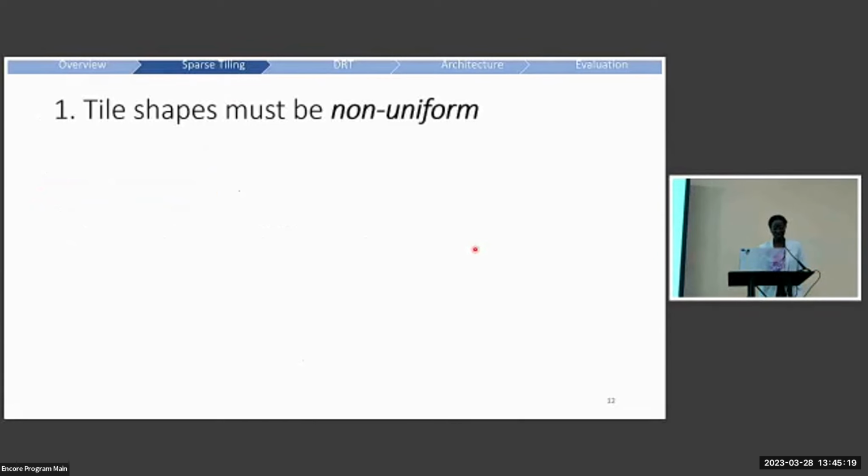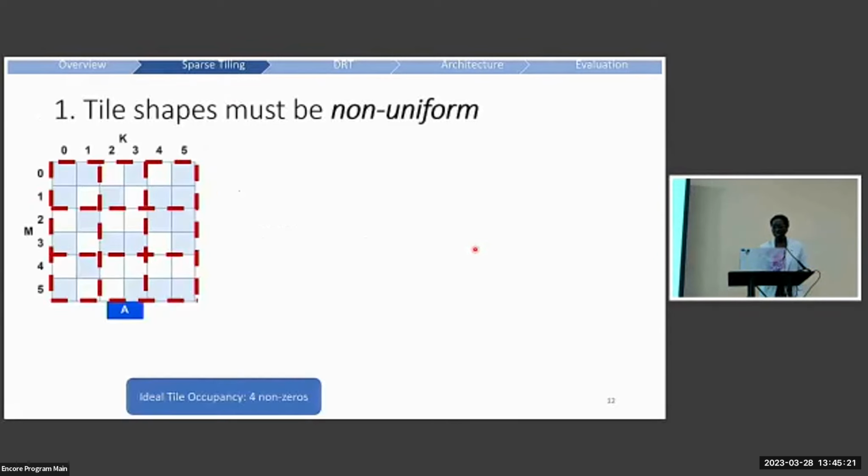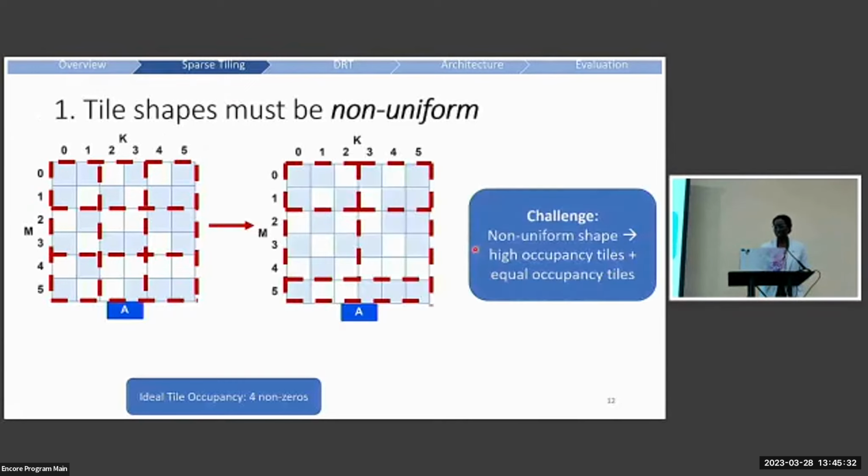So as we just saw with the static tiling example, sparsity is irregular, and uniform shapes, where all tiles within a tensor are the same shape, lead to variable tile occupancy. So we need a tiling option that lets us choose, in the best case, non-uniform tile shapes such as these. These tiles now have as high occupancy as possible to maximize data reuse, subject to the on-chip storage constraints, and these tiles have as equal a number of non-zeros as possible to minimize load imbalance.